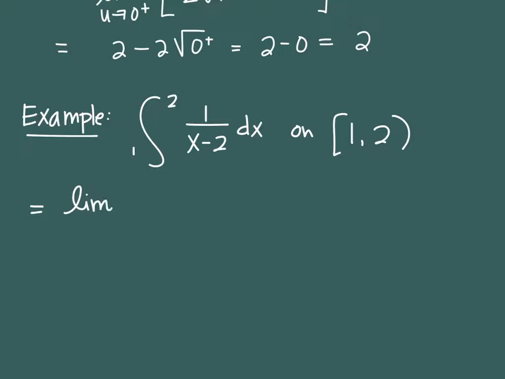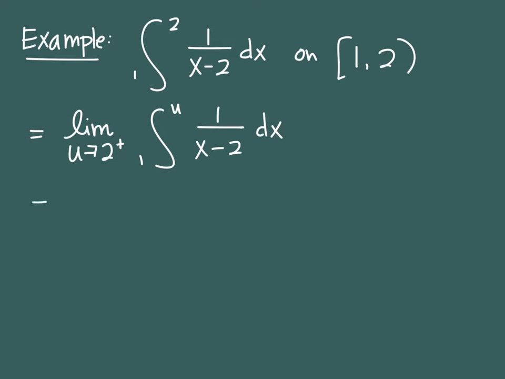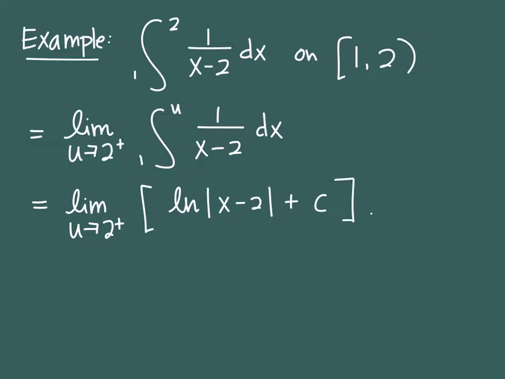And we'll find the limit as u approaches 2 from the right side. And so now our bounds will go from 1 to u. And we're just going to make sure we stay on the right. So this will be the limit as u approaches 2 from the right of the natural log of the absolute value of x minus 2 plus c, going from my new bounds of 1 to u.